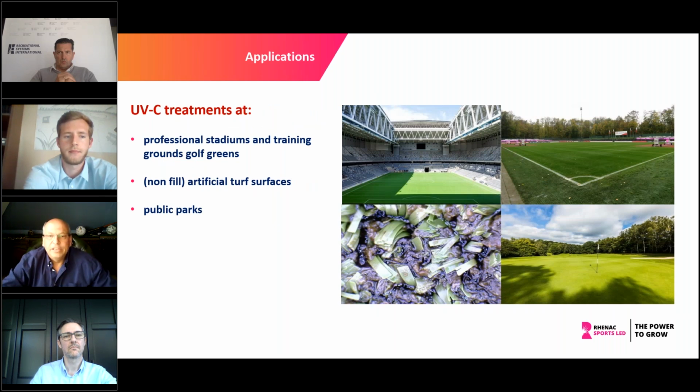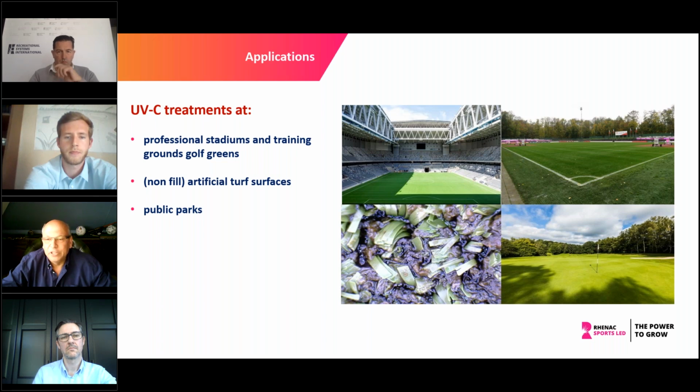Where do we see the applications for UV-C treatment? Professional stadiums and training grounds. That's the obvious one. Stadiums typically have a hostile environment for grass growth. All stadium managers amongst us will know that. They will struggle on a day-to-day basis keeping their pitch healthy and green. In some areas, as you can see in the picture on the left-hand side at the top, part of the grass is in bright sunlight, but most of the time a lot is also in shade. And if it is in the sunshine, it's definitely not there for the complete day compared to the outside situation.